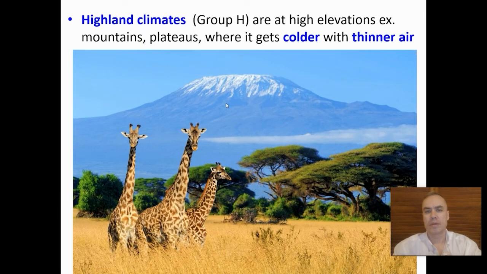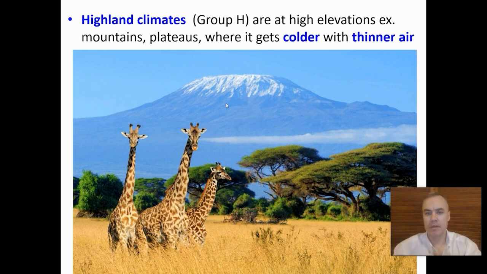Now that we've reached the poles, we can go to the special climate, Group H, which is designated just because of elevation. It's the highland climates. In the previous video on the ingredients of climate, the local and regional factors, we looked at what exactly makes climate different at high elevations. And here we can simply say that it gets colder and the air gets thinner as you go up onto mountains and plateaus.